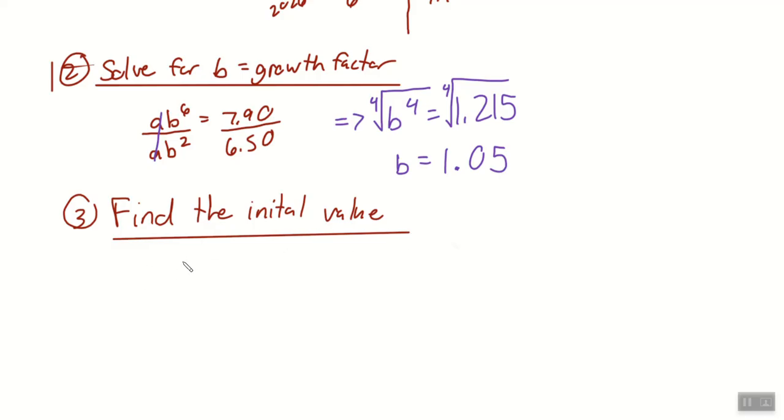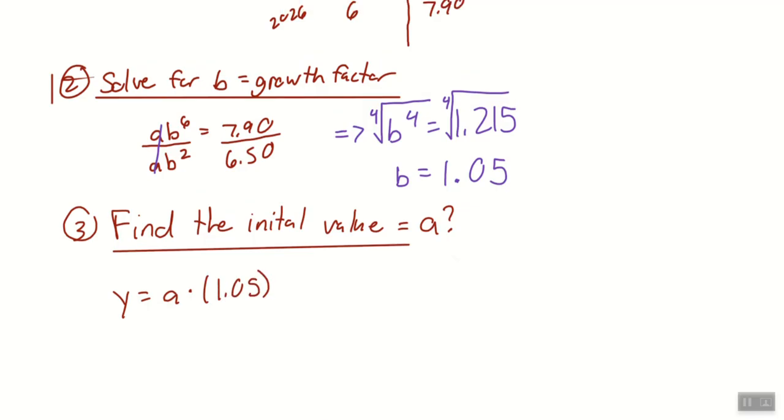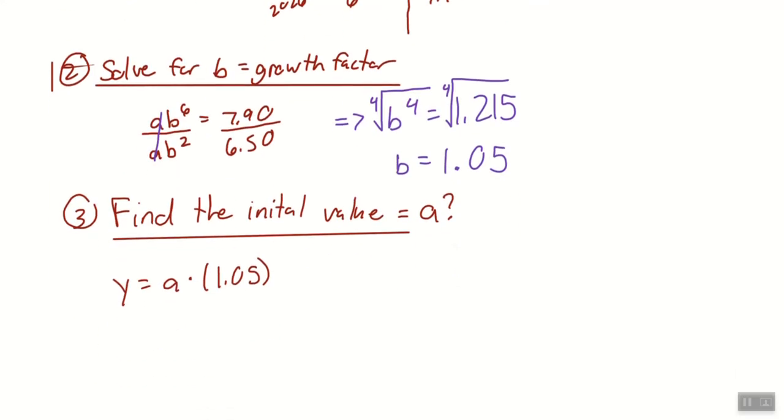So we're trying to find A. The equation right now is y equals A times B, which is 1.05, all to the X, which is our years. What point do you want to use, 2026 or 2022? 2022? Okay.